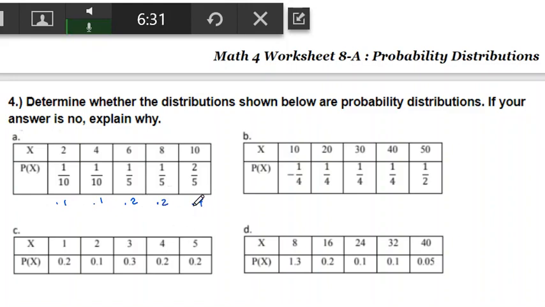2 plus 2 is 4 plus 4 is 8, 9, 10. This one is good. This one, how can you have a negative probability? It just doesn't happen. All right, 2 plus 1 is 3, plus 3 is 6, 8, 10. This one's good. Wait a minute now. How can you have 1.3? That makes it bigger than 1. No. Doesn't matter what the other ones are. You're already over 1.